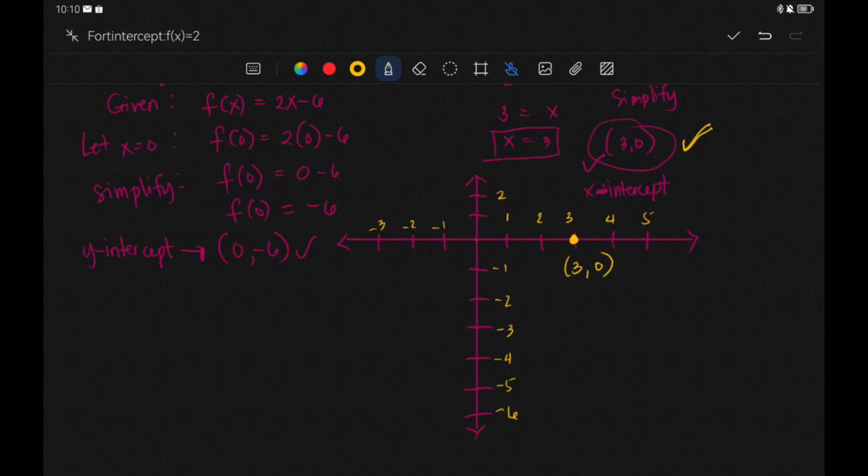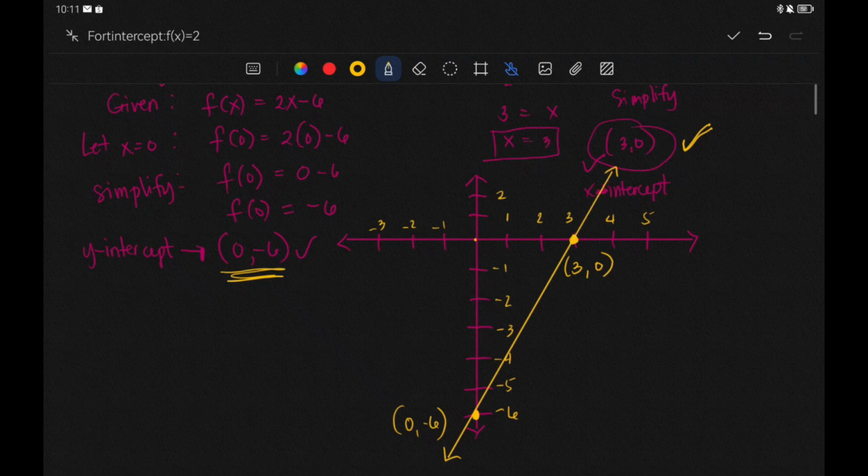Now let's plot the y-intercept, this one, which is 0 and negative 6. Our negative 6 is here. Therefore, this is our y-intercept, 0, negative 6. Step 2, we are going to draw. After plotting the x and y intercepts, we are going to draw a line that connects the 2 points.